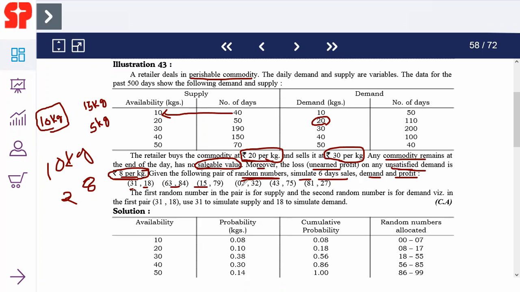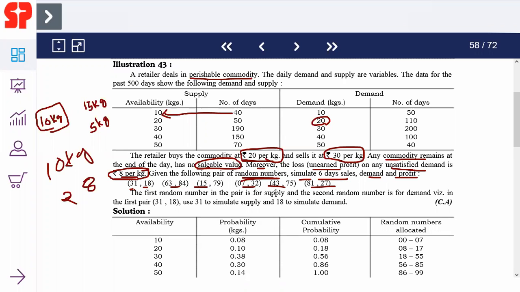So this is a random number. Now you will ask from where these numbers are taken. There is a random number table. From there you can take the random numbers, but it is not relevant for you, since it will be given in the question only.